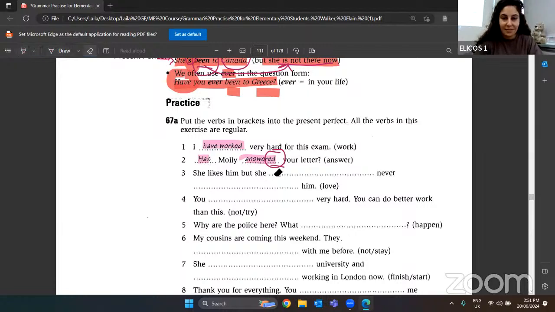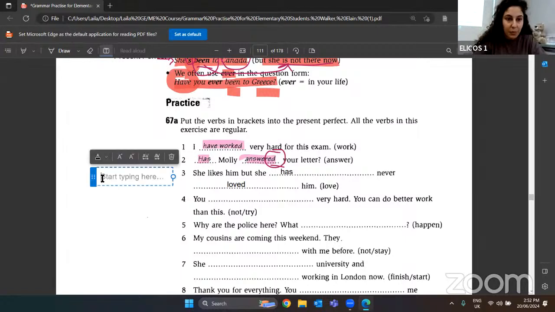Okay, we'll start with Javiera for number 2. She likes him, but she has never loved him. Is that what you said? So she has, and then we've already got never there, and then love. So if you want to put never, you can see the structure that we put: subject, we say the verb to have. Okay, so it depends on the subject. And then you would put never, and then the past participle.